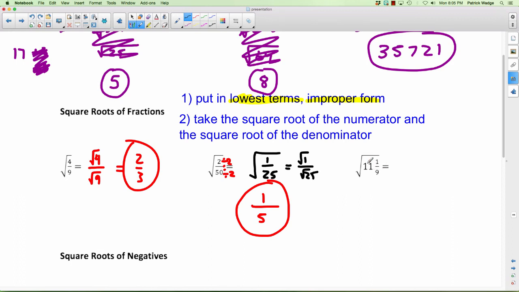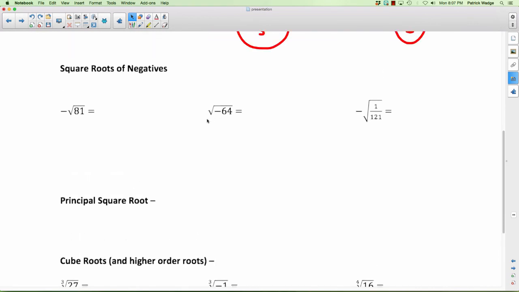You multiply the whole number by the denominator, so that's 11 times 9, which is 99, and you add 1. 99 plus 1 is 100, and then you keep the denominator the same. Okay, so this is actually what we're trying to find the square root of. What's the square root of 100? What multiplies by itself to give 100? 10. What's the square root of 9? What multiplies by itself to give 9? 3. You're done. Okay, square roots of negatives.